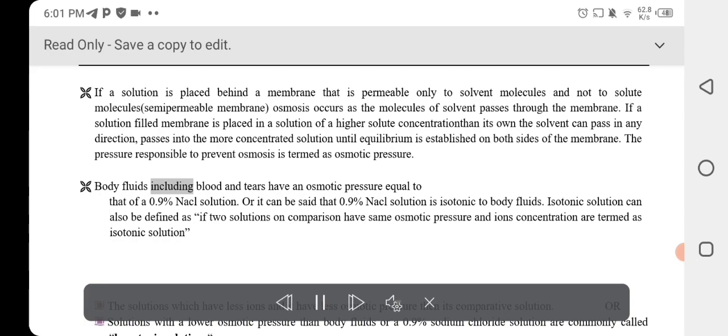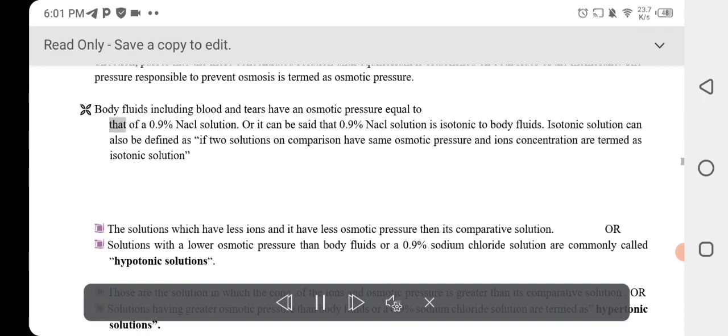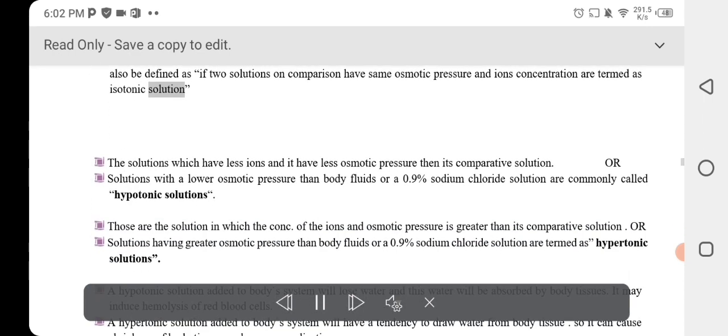Body fluids, including blood and tears, have an osmotic pressure equal to that of a 0.9% NaCl solution. Or it can be said that 0.9% NaCl solution is isotonic to body fluids. An isotonic solution can also be defined as follows: if two solutions on comparison have the same osmotic pressure and ion concentration, they are termed isotonic solutions. Solutions which have fewer ions have less osmotic pressure than the comparative solution.